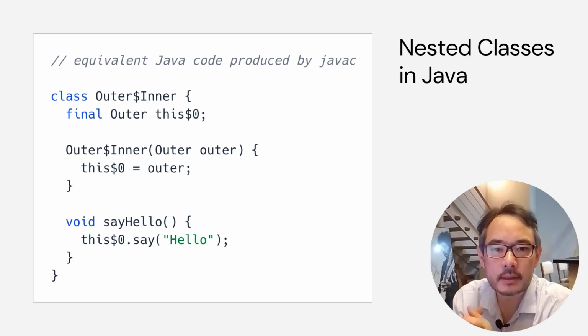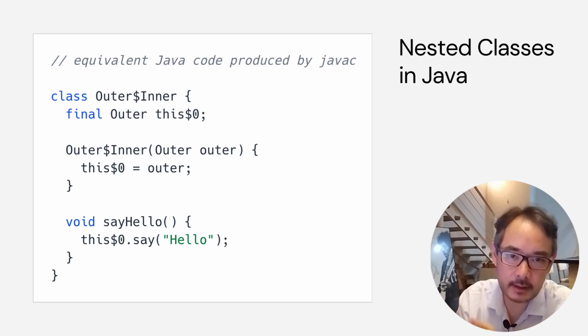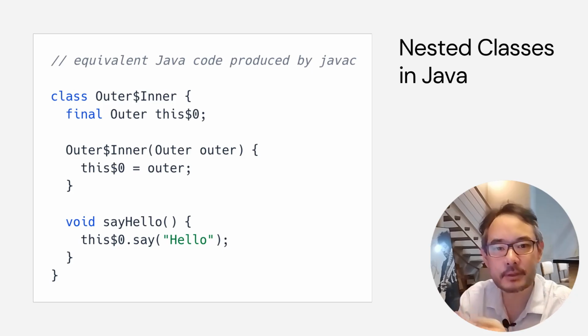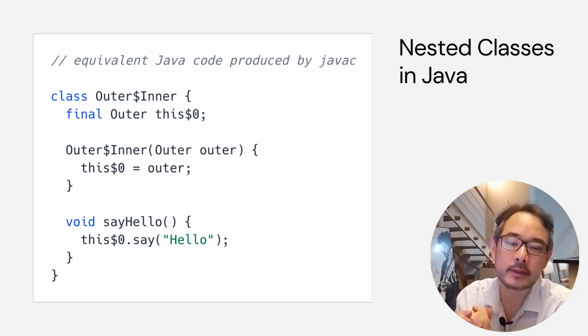In Java, not all nested classes are the same. Some are static, and when they're not static, they get the special name of inner classes. This is more in this video.